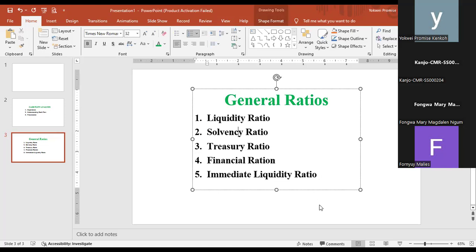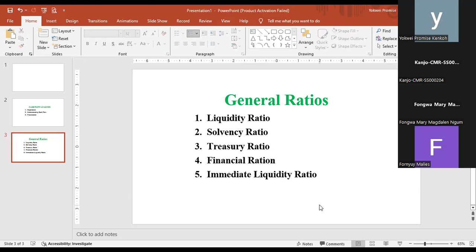So the next one is the solvency ratio. Solvency is the ability of an entity to cover its debts at will using its assets, its total assets. So the formula that you will use for the solvency ratio will be total assets over total debt. Total assets on total debt.